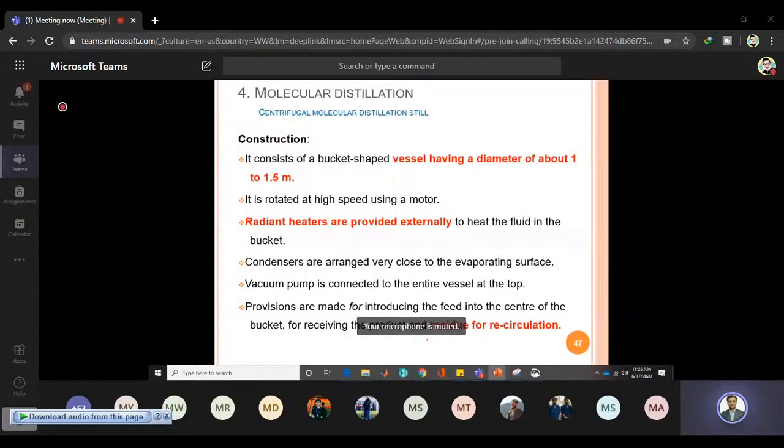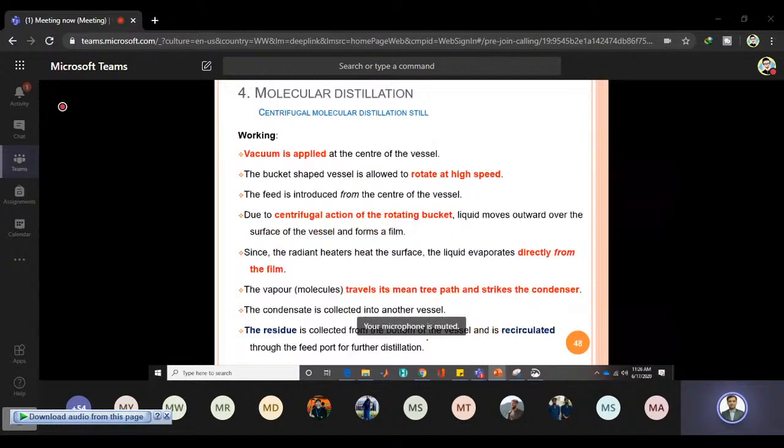Provisions are made for introducing the feed into the center of the bucket, and for receiving the product and residues for recirculation. Vacuum is applied to the entire vessel. I think we already have gone through this. Bucket shape, this. Okay.